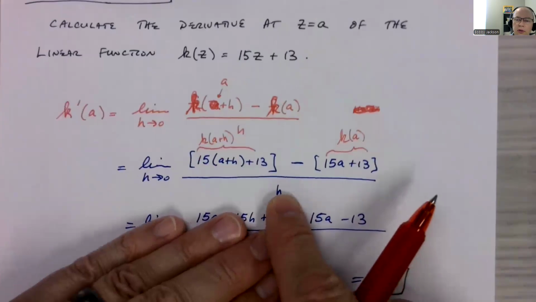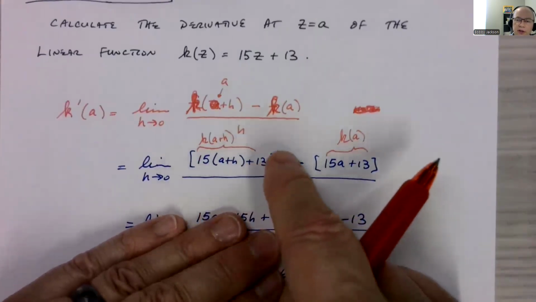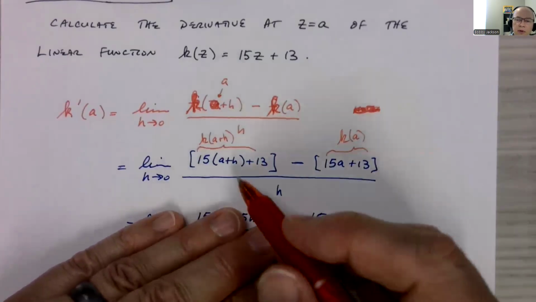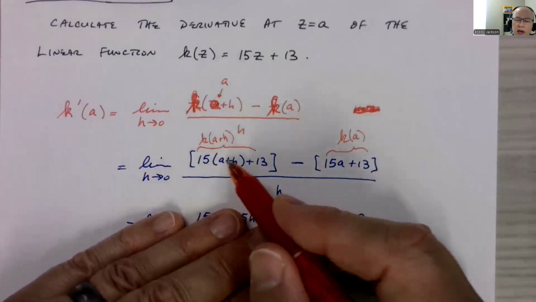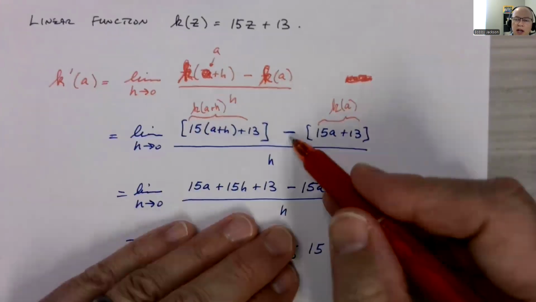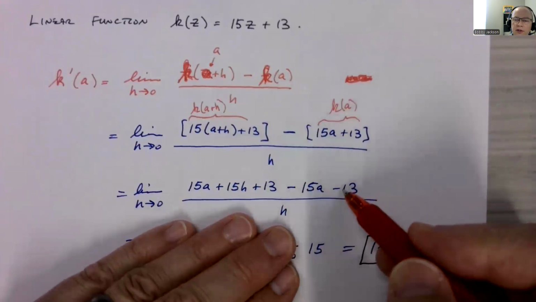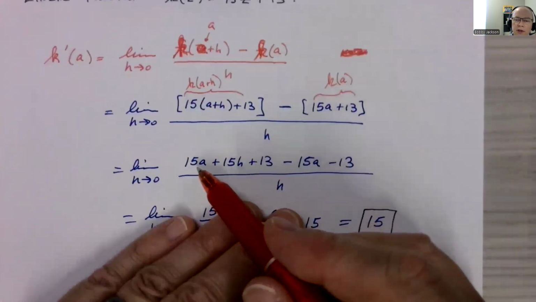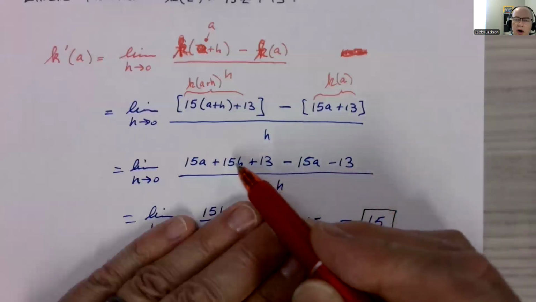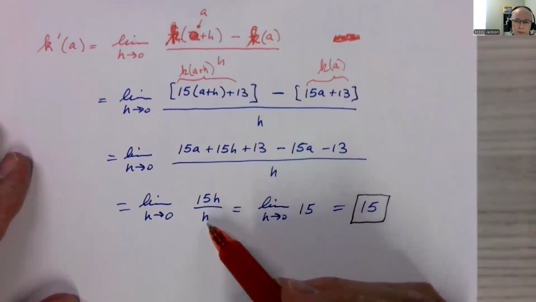All over h. Now, granted, if you plug in h equals 0 right now, you're going to get 0 over 0. You should be able to see that. But let's simplify up top. If I distribute the 15 over the a plus h as I should, I get 15a plus 15h plus 13. And then be careful, distribute this negative sign through: negative 15a minus 13. Look what happens up top: 15a minus 15a, 13 minus 13. All we're left with is 15h divided by h.